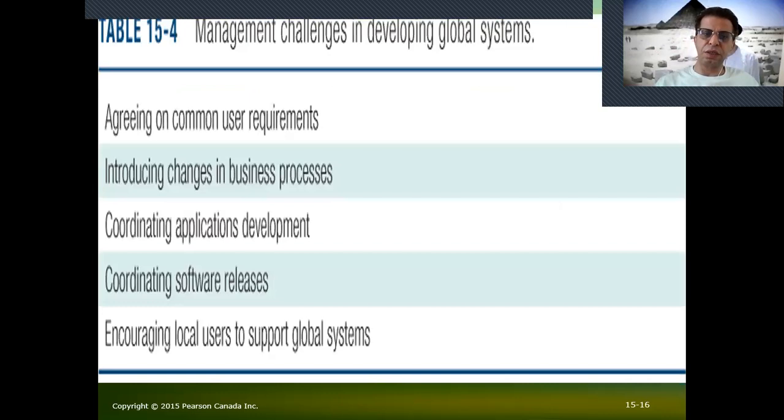The challenges basically come in agreeing on common user requirements, and introducing changes in the business processes. These are challenges. Coordinating application development of different applications. Coordinating software release, when we can release this software and when we need to release it. Encouraging local users to support the global system.